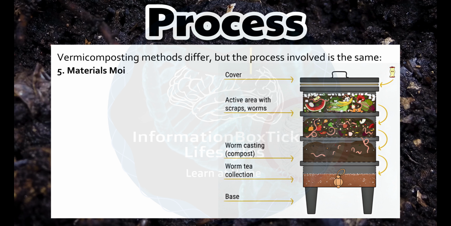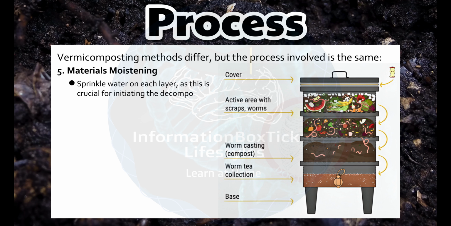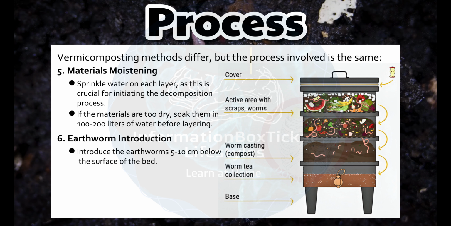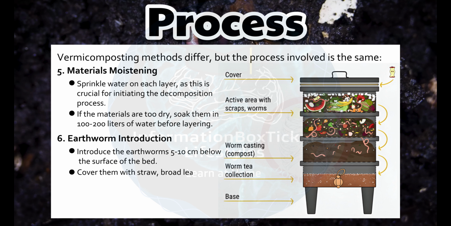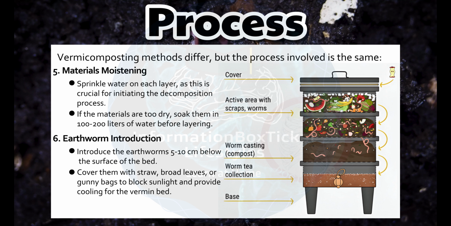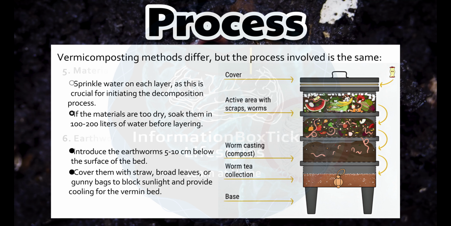5. Materials moistening. Sprinkle water on each layer, as this is crucial for initiating the decomposition process. If the materials are too dry, soak them in 100 to 200 liters of water before layering. 6. Earthworm introduction. Introduce the earthworms 5 to 10 centimeters below the surface of the bed. Cover them with straw, broad leaves, or gunny bags to block sunlight and provide cooling for the vermin bed.